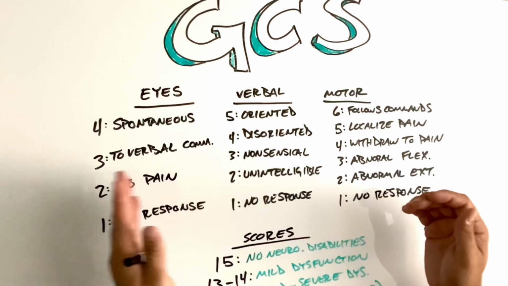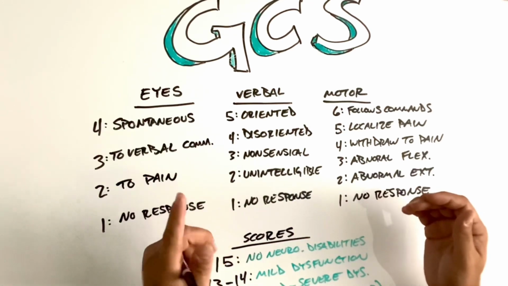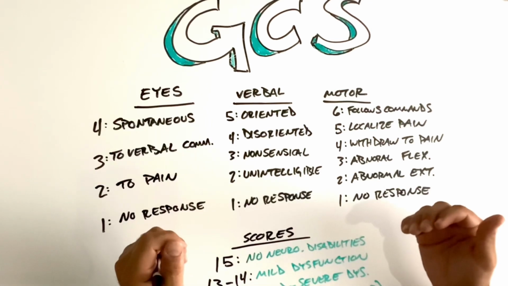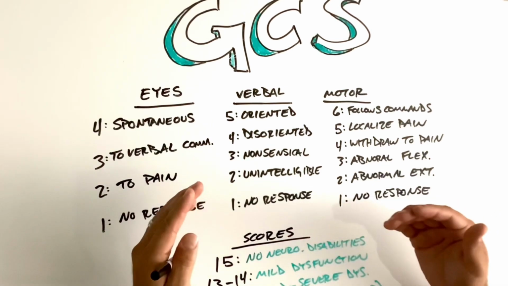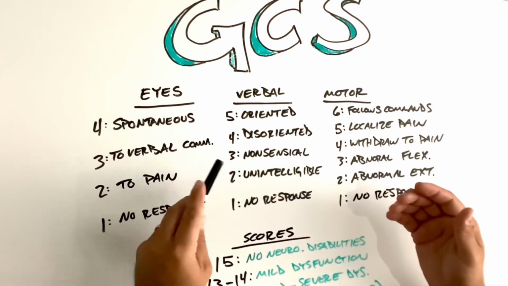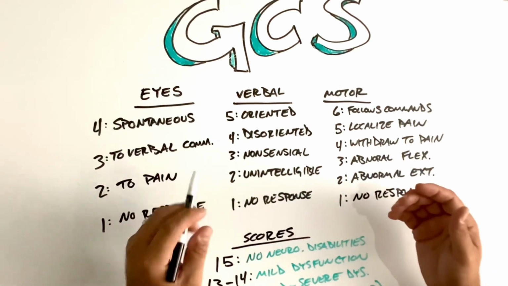Once we've assessed the eyes, we can go on to verbal. Is my patient oriented? Are they alert to person, place, time, and event? Are they aware of everything that's going on? They can answer questions appropriately. That's going to be my 5.